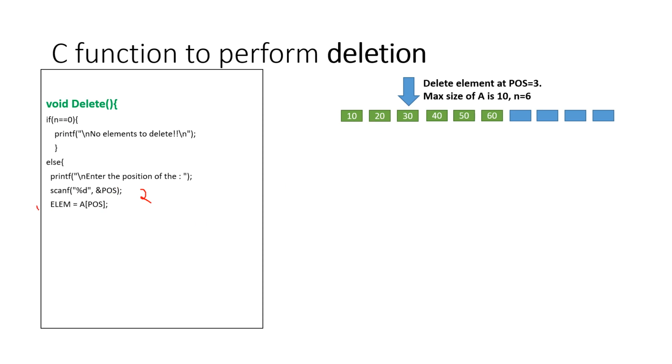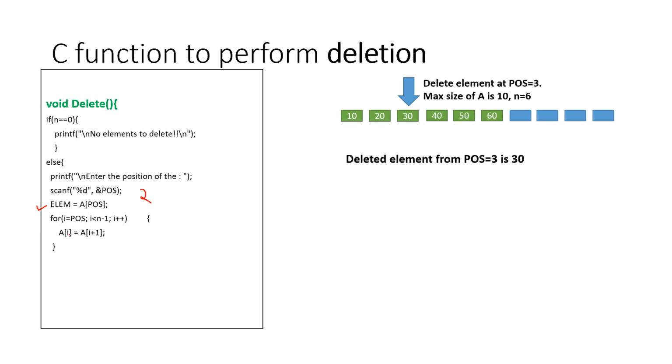You copy that data into the element equal to a of 2. 30 is the value. The deleted element is 30. But the work is not over. You have to shift the elements and update the list. How to update? Bring this 40 to the previous place, bring this 50 to the previous place, bring this 60 to the previous place. Then update the size. That code is given here.